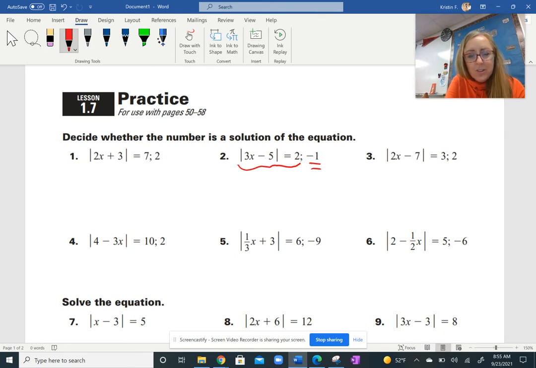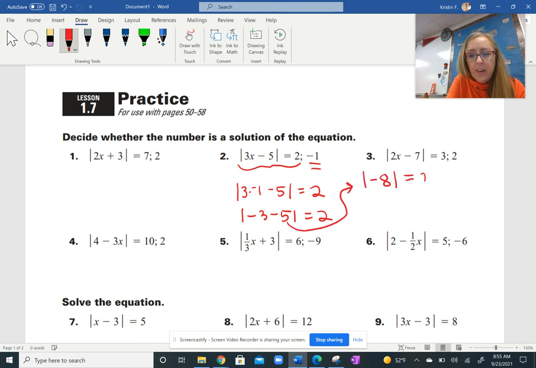So if I take this equation, 3 times x would be 3 times -1 minus 5 equals 2. What I would get here is -3 minus 5, and that would actually give me -8. And if I take the absolute value of -8, that would be +8. And that doesn't make sense. That's not a match. So in this example, this particular problem would not be a solution. So you'd say false or no.